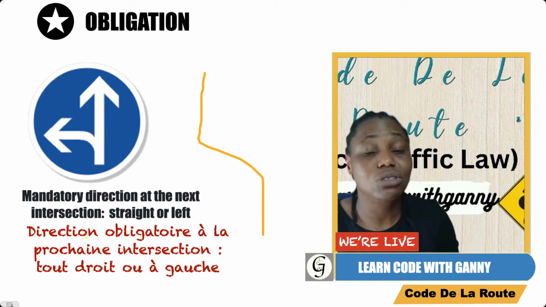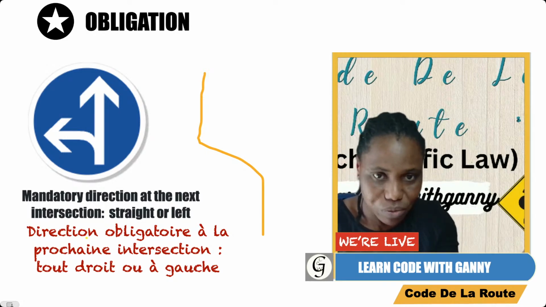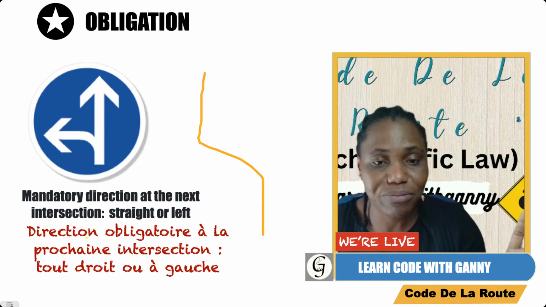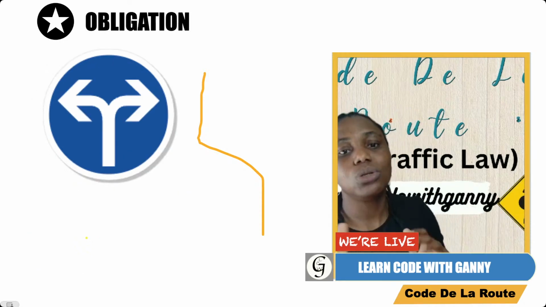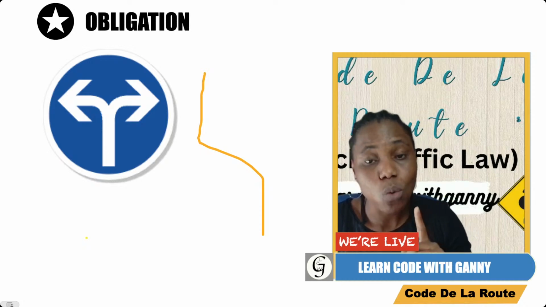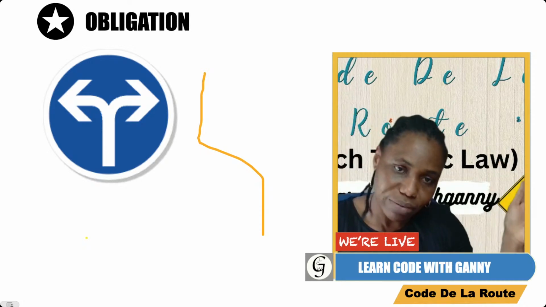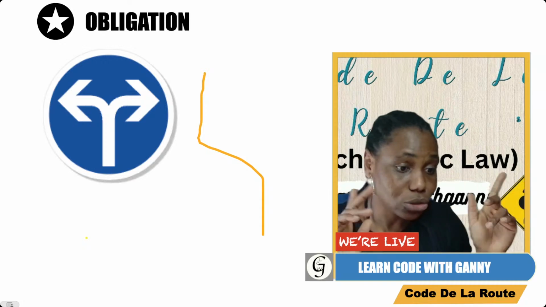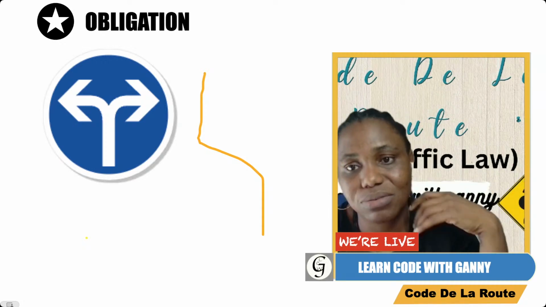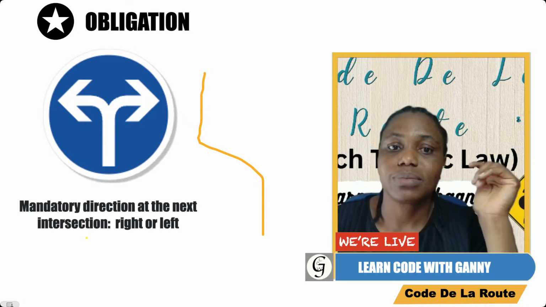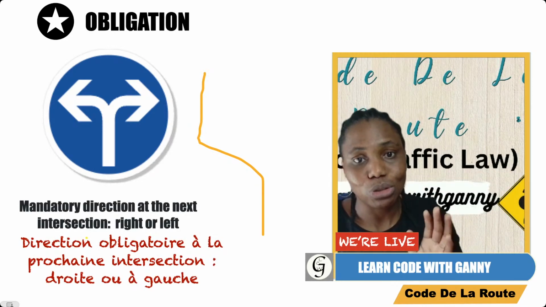This one is telling you that you can go straight or you turn to your left, but you cannot turn to your right. That is just the difference of it. Okay, you go to the next one, which is mandatory to go what? To your right or to your left. You cannot continue straight. That is the difference between them. And then you go to the next one, which is mandatory to turn to your right or to your left.